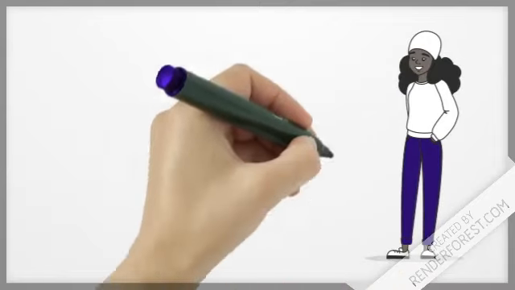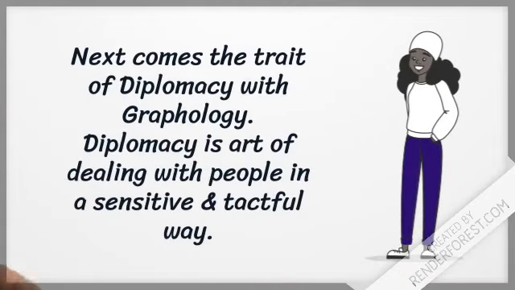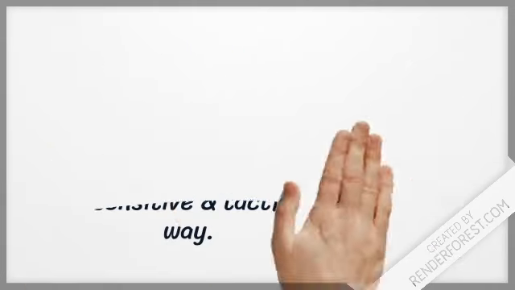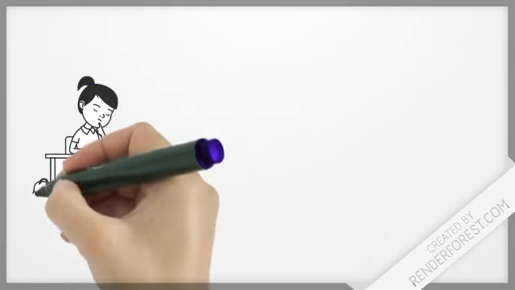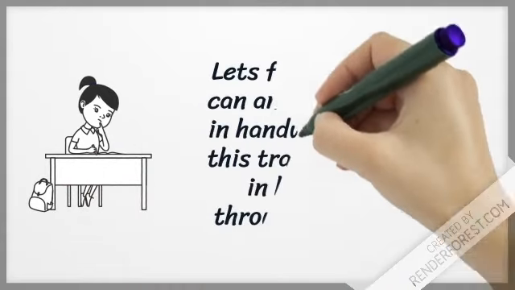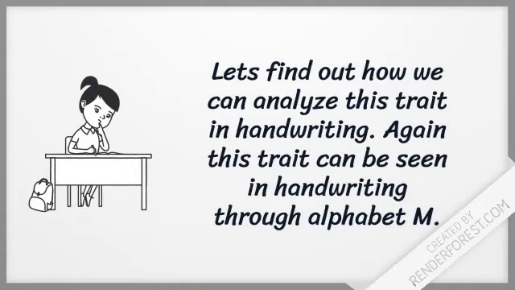Next comes the trait of diplomacy with graphology. Diplomacy is the art of dealing with people in a sensitive and tactful way. Let's find out how we can analyze this trait in handwriting. Again, this trait can be seen in handwriting through alphabet M.